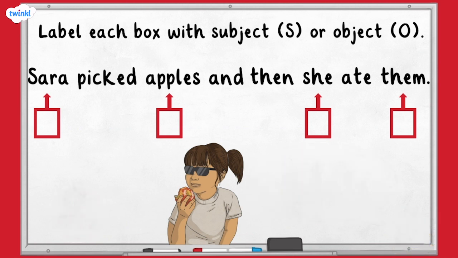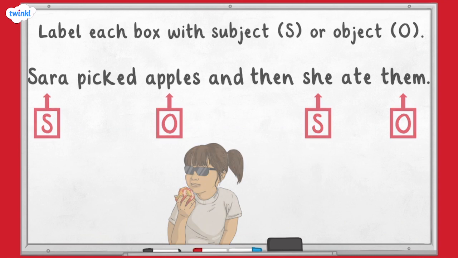Do you have your answers? Great, let's take a look. In this sentence, the words Sarah and she are the subjects, and the words apples and them are the objects. Well done if you got all 4 of those correct.